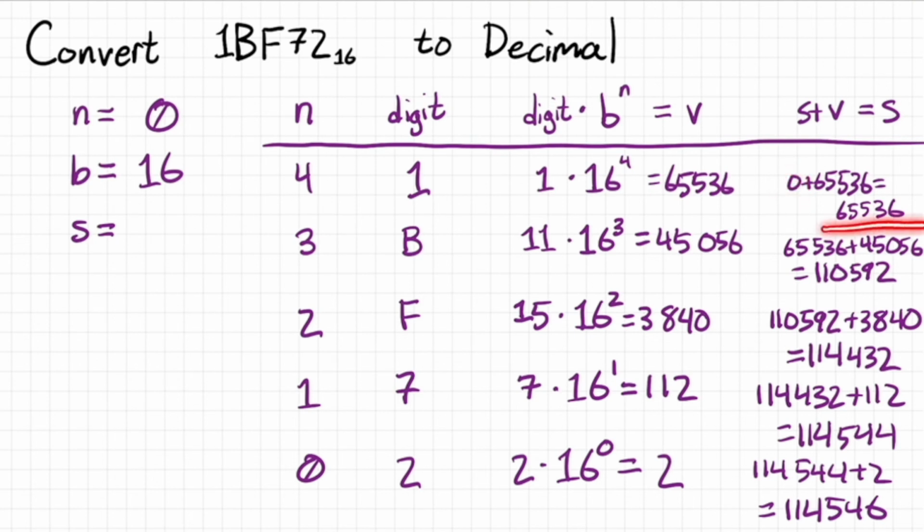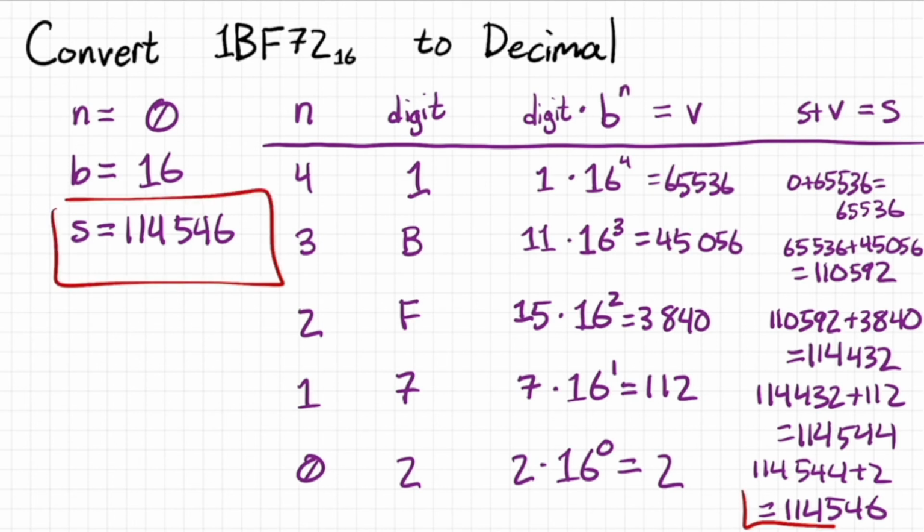and then it updates to this number, and then it updates to this number, and then again with each new number. So at the end, S would be containing 114,546, which we know is going to be our answer. So we know that 1BF72 in base 16 is going to be 114,546 in base 10.